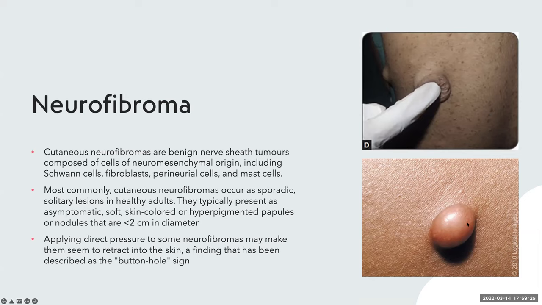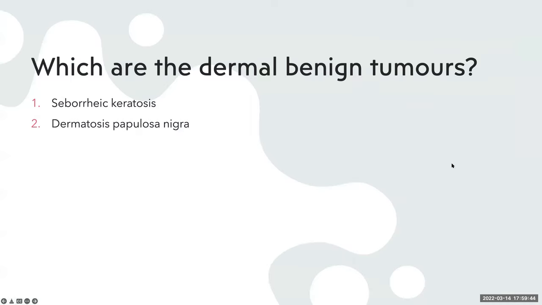If you compress this lesion, then you have this buttonhole appearance. So direct pressure on some neurofibromas might cause them to retract into the skin, a finding that has been described as the buttonhole sign.